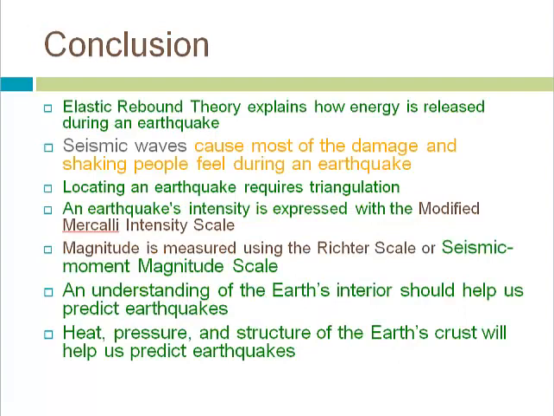So, conclusions. The elastic rebound theory explains how energy is released during an earthquake. Seismic waves cause most of the damage and shaking people feel during an earthquake, plus the landslides and everything afterwards, the falling of buildings and other hazards that we have from an earthquake. Locating an earthquake requires triangulation of the seismographs, and we use the P and S, the primary and secondary waves, to do that. And the earthquake's intensity is expressed with the modified Mercalli intensity scale, which means how much destruction occurs.